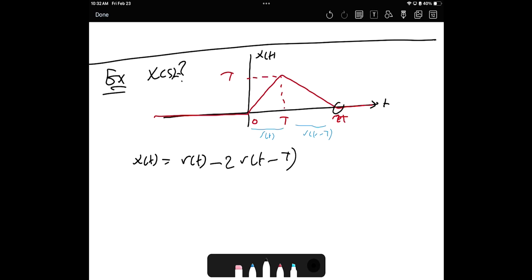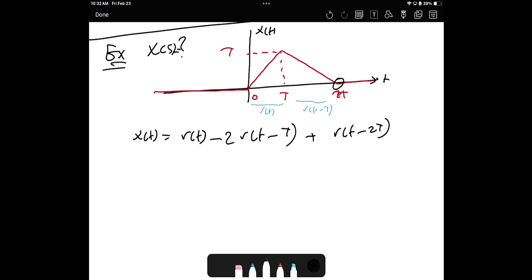Then at 2T, what will happen? We need to cancel the effect of r of t. So we make it positive with the slope positive, r of t minus 2T. So the third thing is to cancel the effect, and the overall will be 0. This is x of t.